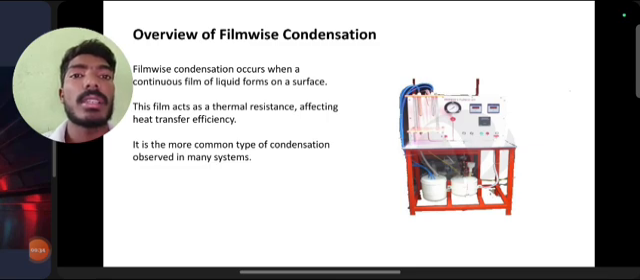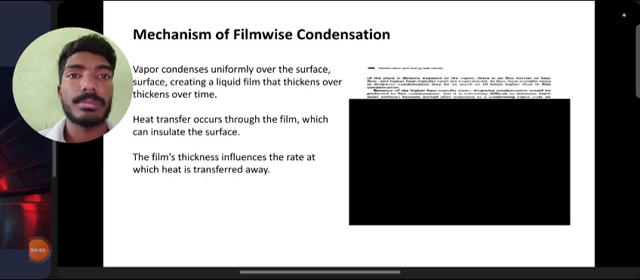Overview of film-wise condensation. Film-wise condensation occurs when a continuous film of liquid forms on a surface. This film acts as thermal resistance, affecting heat transfer efficiency. It is the more common type of condensation observed in many systems.